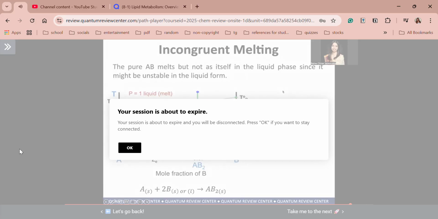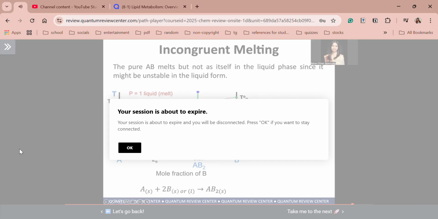Next, we have incongruent melting. In this case, the pure AB will melt but not as itself in the liquid phase. So, guys, here we have A, the solid, and AB2. That's between A and B, the solids. When it reaches the solidus curve here, you produce melt plus A solid and melt plus AB2 solid. Again, this is your peritectic point. And then above the liquidus curve, liquid is attained, right? Or melt is attained, where P is equal to 1. So that is how you analyze a phase diagram, guys.